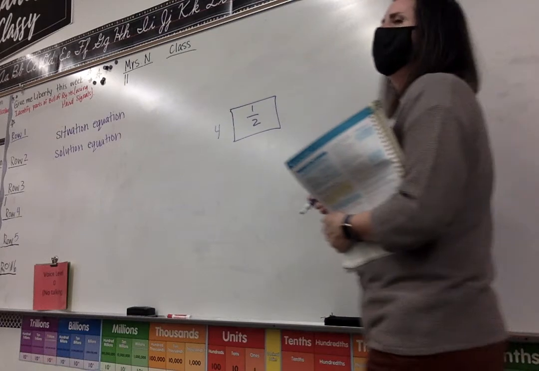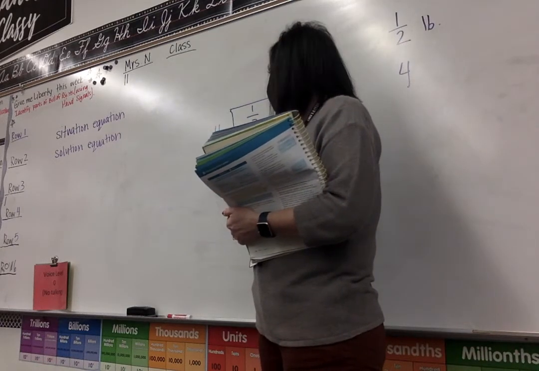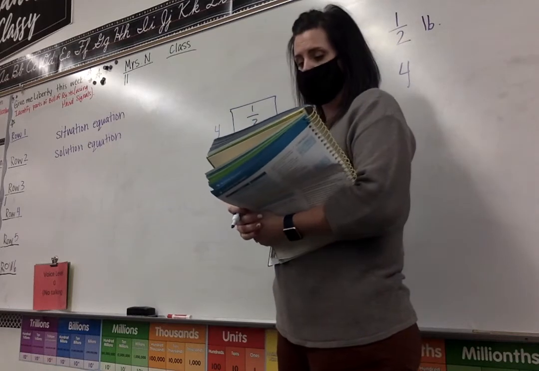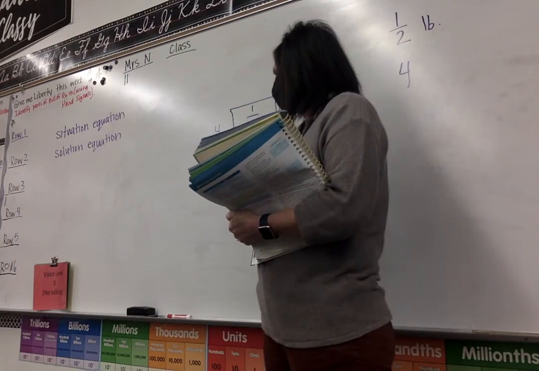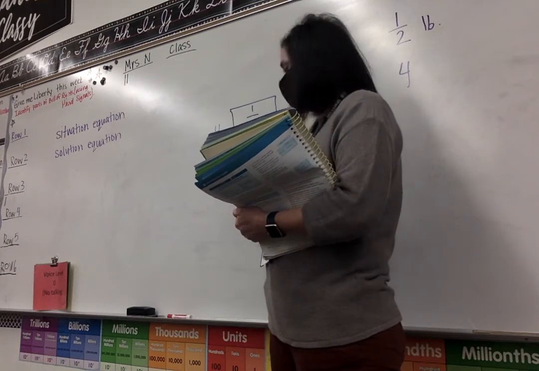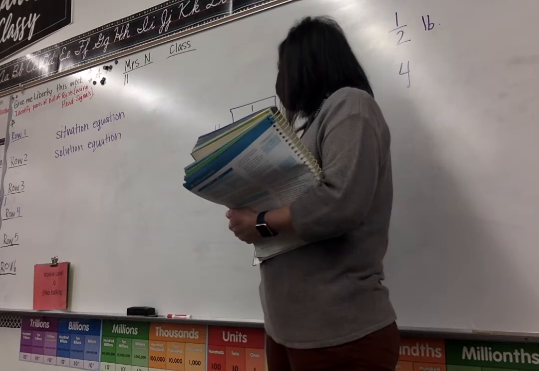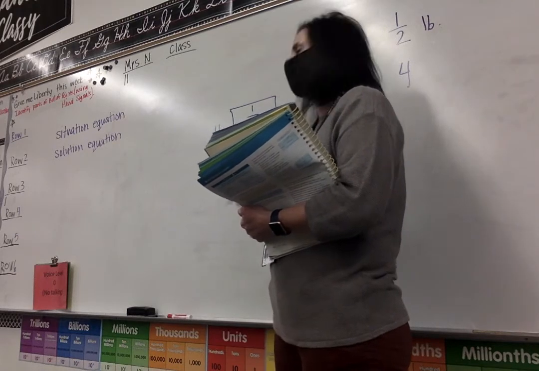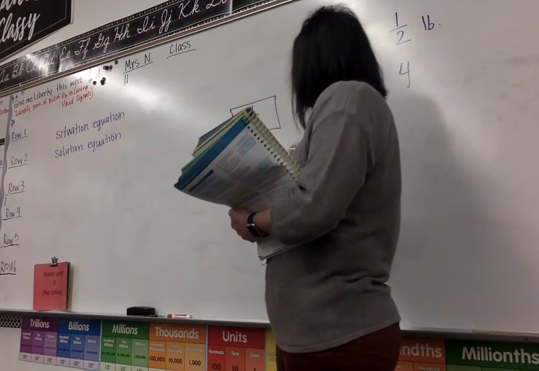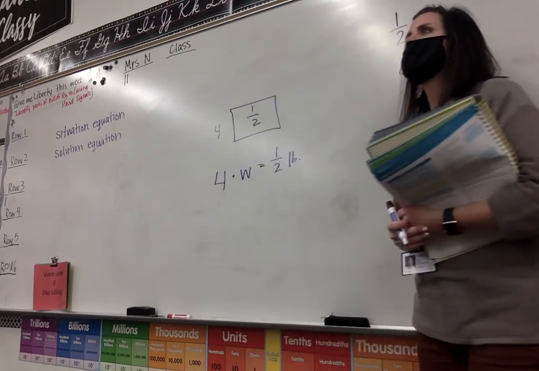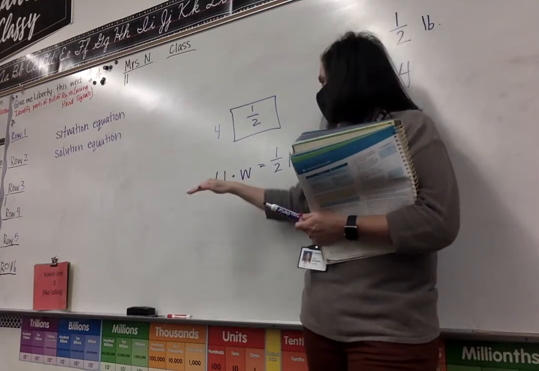All right, let me help you out a little bit. What we're saying is 4 pieces times whatever weight it is, it doesn't matter the variable, is going to give me a half of a pound of cream cheese. Good job, Alexa.